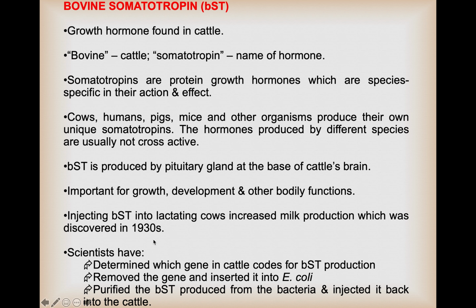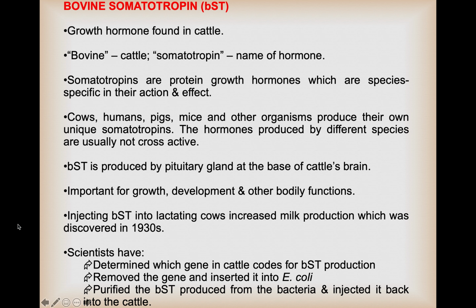Injecting bST into lactating cows has been found over the years to increase milk production, and this was discovered way earlier, in the 1930s. So how did they do that back in the 1930s? They had a way of doing it. You can just search the history. It's too long to say over here.